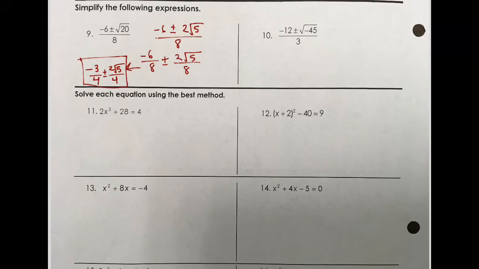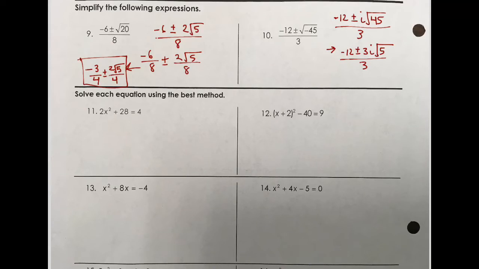All right, let's look at the next one. So remember, when you have a negative under the radical, you have to bring that out in front as an I. So let's do that. We got a negative 12 plus or minus I, and then radical 45 all over 3. Now we do the radical 45. Let's see if that simplifies. It does. And so we have negative 12 plus or minus 3i radical 5 all over 3.